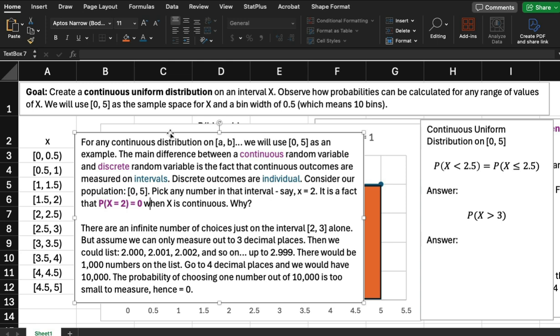All right, so we need to just get that into our heads right away. If I'm dealing with a continuous random variable, the probability of a single outcome is just 0.